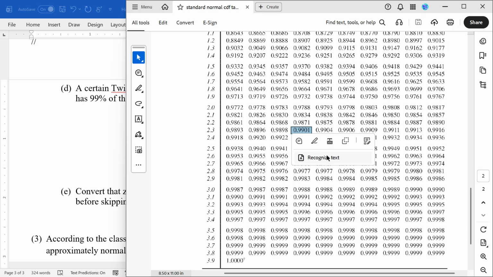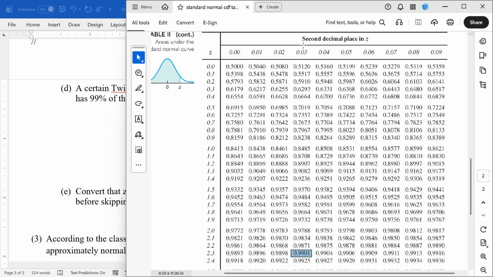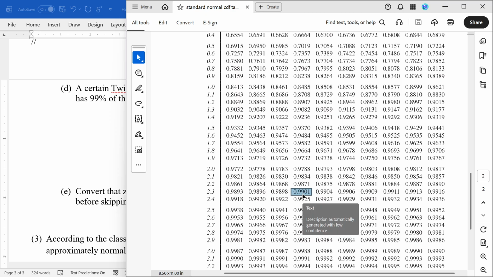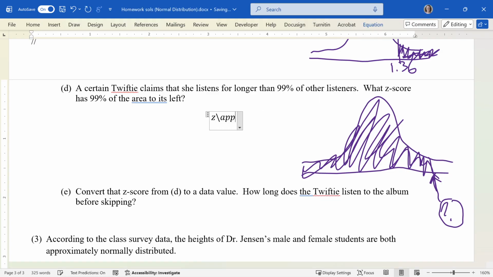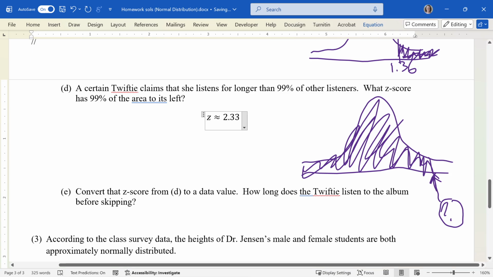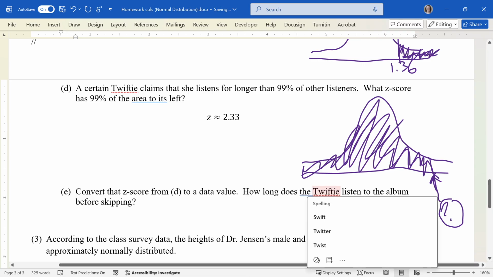And what z-score does that correspond to? It's in the 2.3 row, and it's in the 3 column for the second decimal. So 2.33 is the z-score that is closest to giving me 99%. So I'm looking at approximately 2.33 for the z-score. And then part E is convert that z-score from part D into a data value. How long does the Twifty listen to the album before skipping?